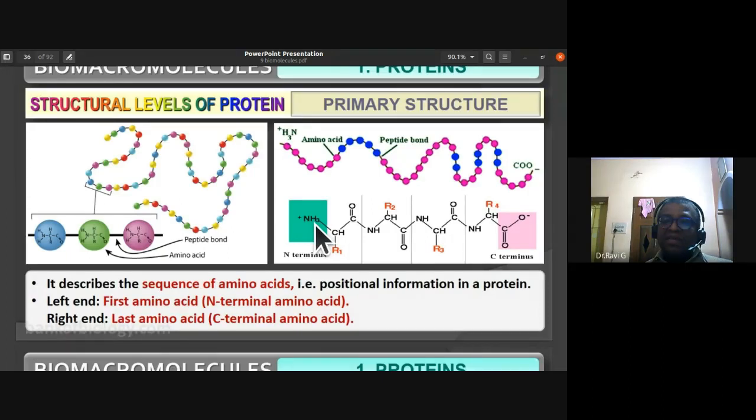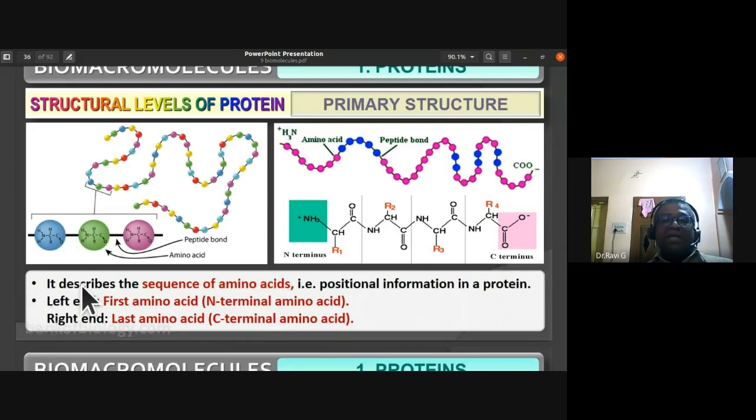Right end is the last amino acid, that is the C terminal amino acid, which has this COOH group here. So remember about that, left end and right end. On what basis are we going to consider them? The left hand will have the N terminal amino acid, that is the first amino acid. The right hand will have the last amino acid, that is the C terminal amino acid.